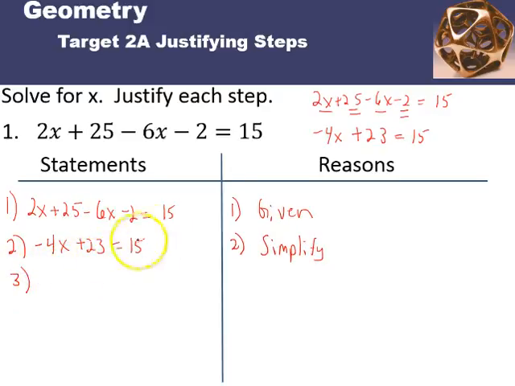Okay, now for number 3, to solve this, I need to get negative 4x by itself. So I'm going to subtract 23 from both sides. I'm going to do that up here where my work is. And I get negative 4x equals, well, 15 minus 23 looks like negative 8. So negative 4x equals negative 8. And then I look, what did I do here? I subtracted 23 from both sides, so that is what we call the subtraction property.